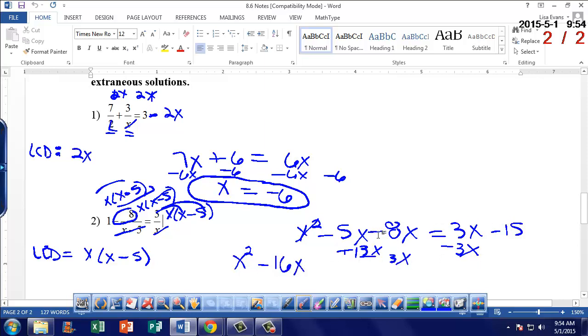Then I'm going to add 15 to both sides. So what I did is I kind of did 2 steps in one. I combined my like terms and I moved these terms over to get it equal to 0 because I know I need to factor. So now I have simple AC factoring. What multiplies to give me a 15 adds to give me a negative 16. That would be negative 15 and negative 1.